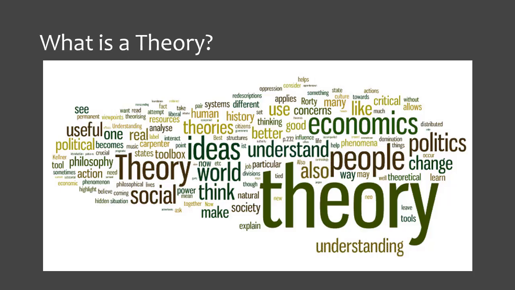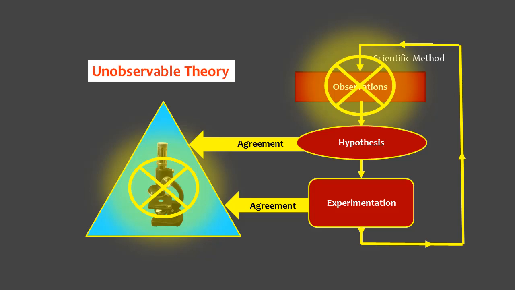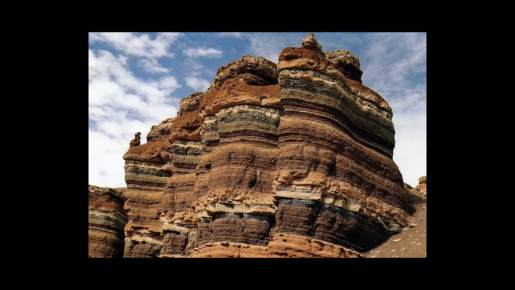What is a theory? Well, it can be anything from your idea of what is a good political position, or perhaps as to whether the weather is going to get better or perhaps it's going to rain. A theory is wide-ranged, but in science we talk about a theory as being anything that is not utilizing the scientific method. If an observation is not possible, then that is something that we might call an unobservable theory. In other words, it's a theory based on not being able to directly observe the event.